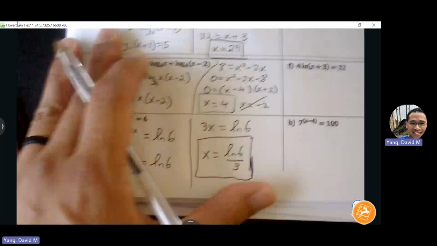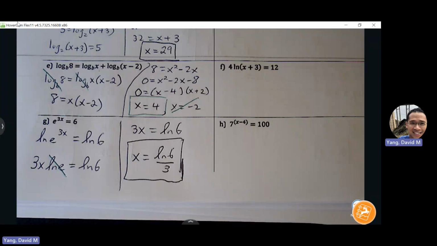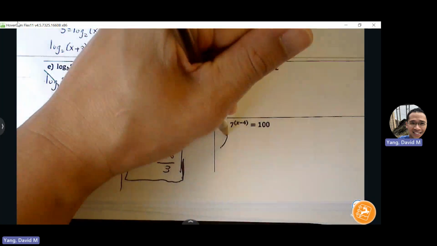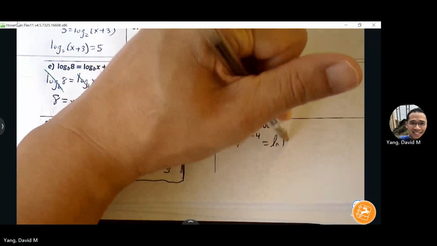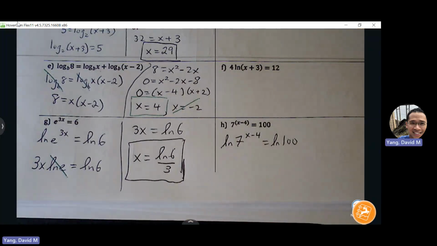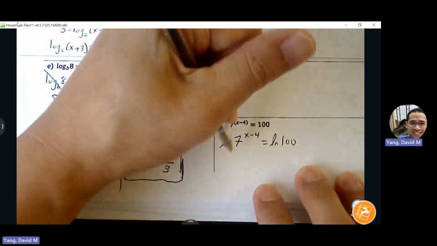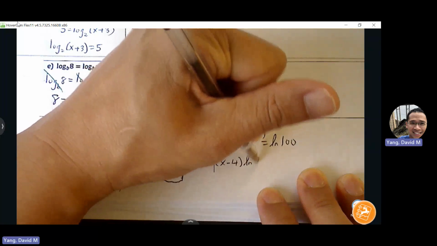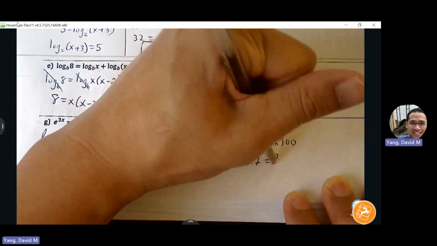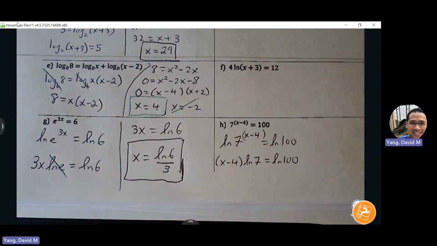Can you do H? Yeah, we can do H. So H is 7 raised to the x minus 4 is equal to 100. I want to solve for x, but x is stuck in the exponent. Let's go ahead and take the natural log of both sides. That exponent is now free to move. We're now inside a natural log expression. That x minus 4 comes down. Now, careful, you probably want to leave that x minus 4 in a set of parentheses so that we don't lose track of the fact that the x minus 4 is together multiplied with that natural log of 7.